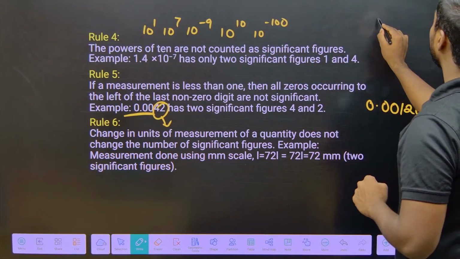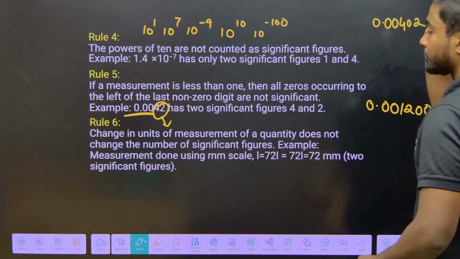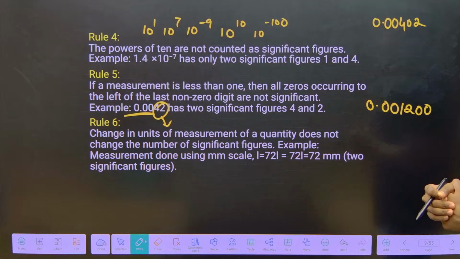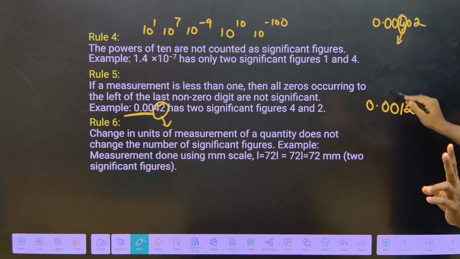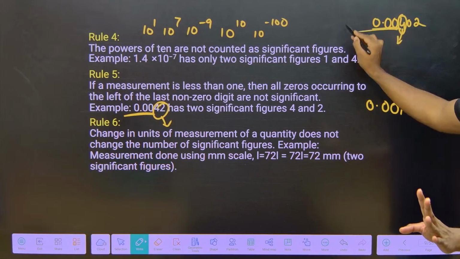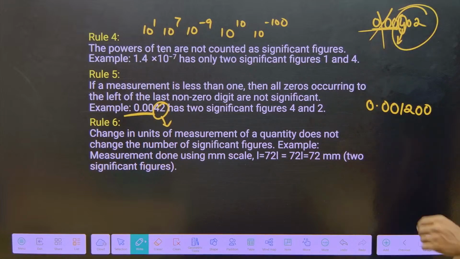Okay, suppose I consider 0.00402. How many significant figures are there? 3 significant. So this is the last non-zero number, and the zeros before that I should not consider. So 3 significant. Okay.